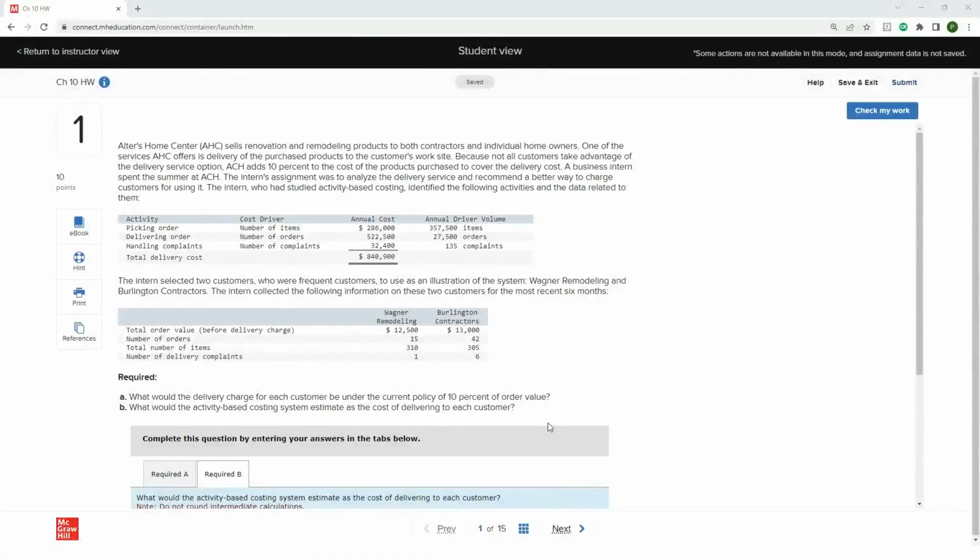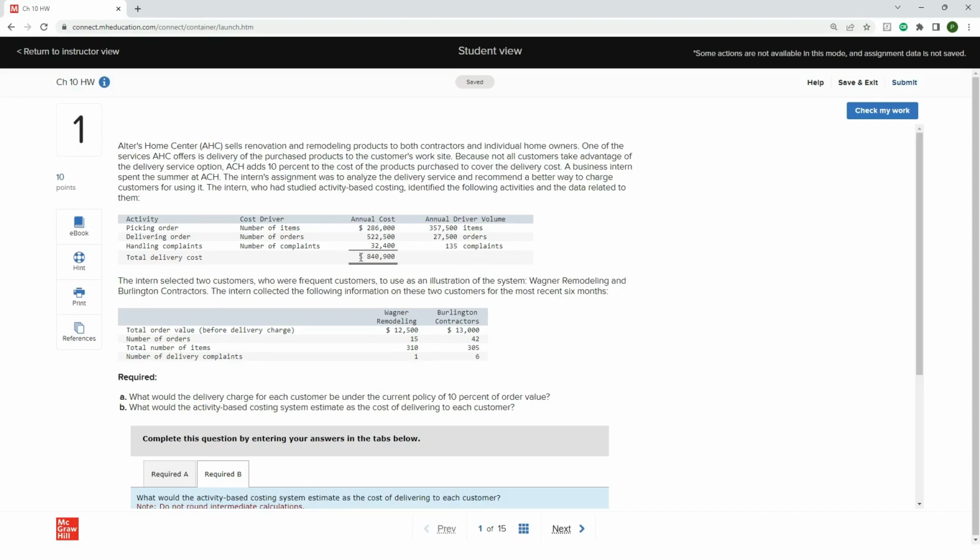Chapter 10. Question number 1. Alters Home Center sells renovation and remodeling products to contractors and homeowners. They offer delivery of their products. Not all customers use the delivery, and so ACH adds 10% of the cost of the products purchased to cover the delivery cost. So they charge every customer 10% of their cost as a delivery charge.